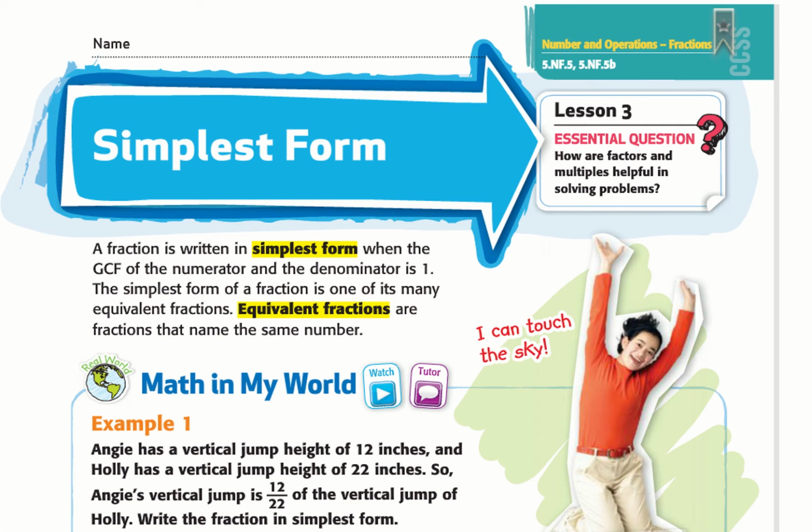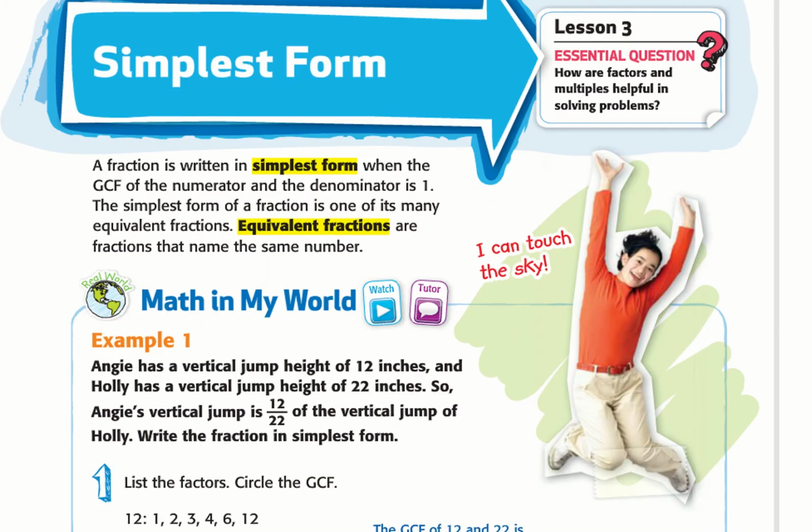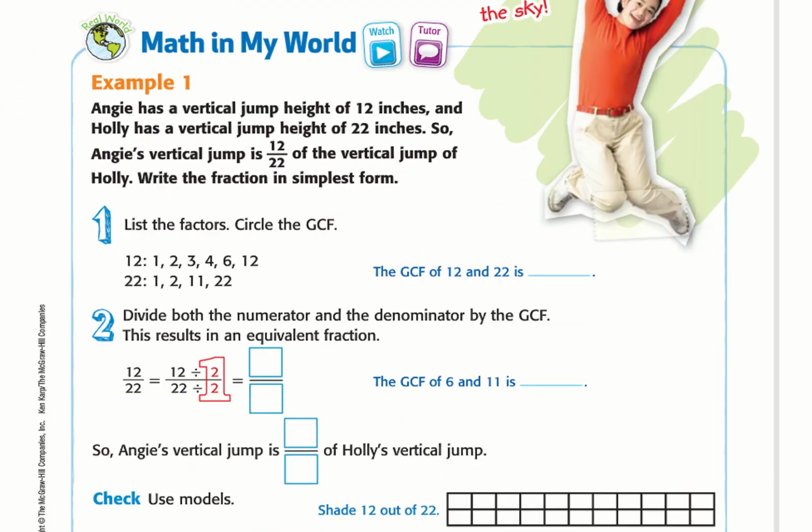The simplest form of a fraction is one of its many equivalent fractions. Equivalent fractions are the fractions that name the same number.